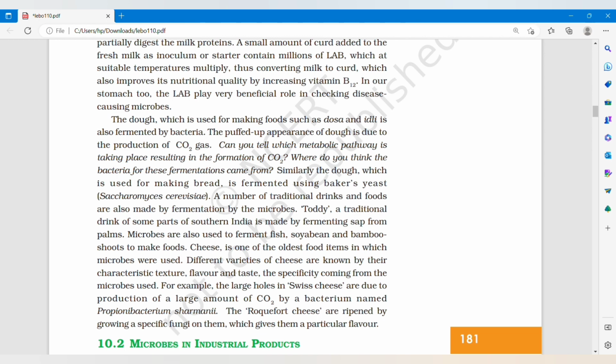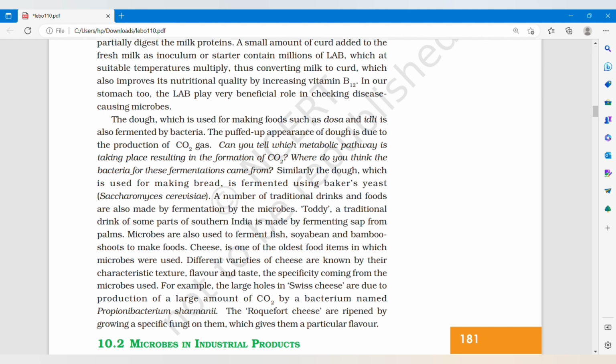Toddy, a traditional drink of some parts of southern India, is made by fermenting sap from the palms. Microbes are also used to ferment fish, soya bean, bamboo shoots to make food. Cheese is one of the oldest food items in which microbes are used. Different varieties of cheese are known by their characteristic texture, flavor, and taste.